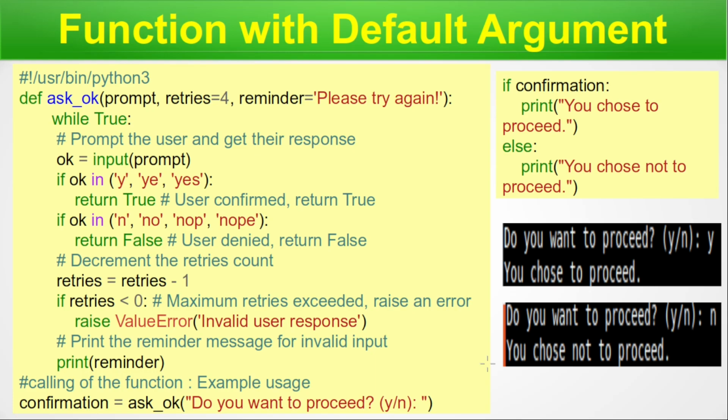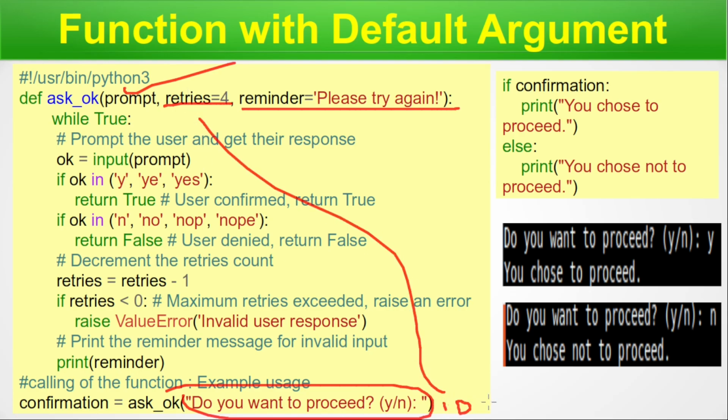That means some of the values are default, and they will be used in case you are not overriding them. So here you can see this has a default argument and this has a default argument. Only the prompt you are taking from the user. You can also give the value of retries here as 10 retries, and for reminder you can also give some string, and then you can close the bracket. In this way, you can also call the function.